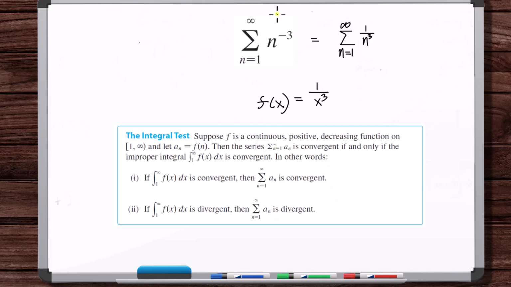Okay, so with that, the integral test can be applied to this series, and all you do is you just take the improper integral from the start point of the series to infinity of the function of x, what you replaced n with x.